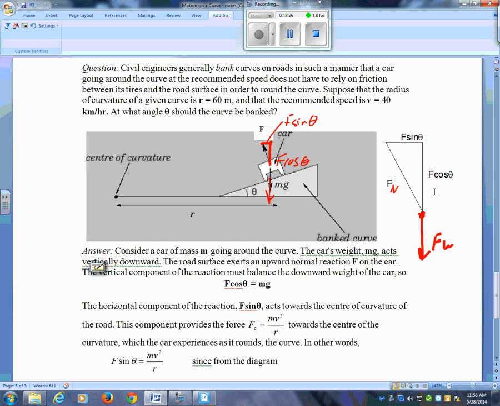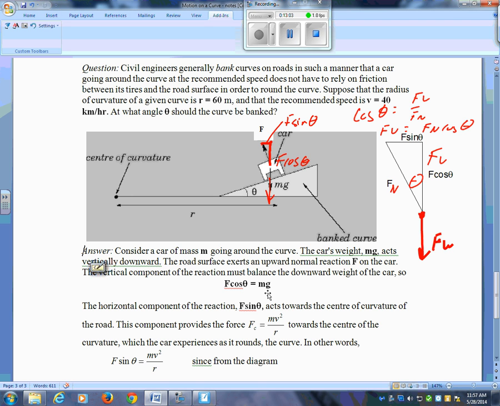How did I get F cos theta for this component right here? If I label this F vertical, and this here is theta, then I'm going to have adjacent, hypotenuse, and my theta. Cos theta equals adjacent over hypotenuse, FV over Fn, or FV is equal to Fn cos theta. That's where it came from. And the same thing is where this F sine theta came from here. So my F cos theta is equal to my mg.